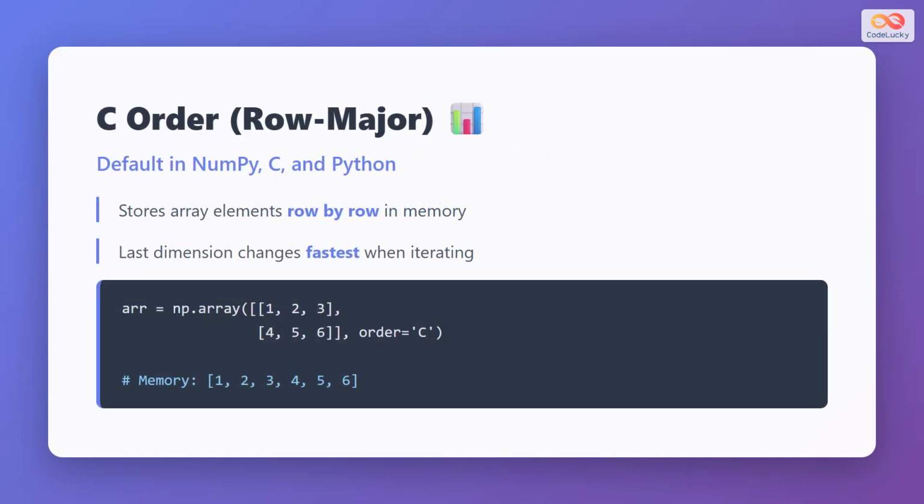C order, also known as row major layout, is the default memory arrangement in NumPy, C, and Python. In this layout, array elements are stored row by row in memory. When iterating through the array, the last dimension changes fastest. For example, if we create a 2 by 3 array with values 1 through 6 using order equals C, the memory stores these values as 1, 2, 3, 4, 5, 6, following the natural row order. This is the most common layout you'll encounter in NumPy.